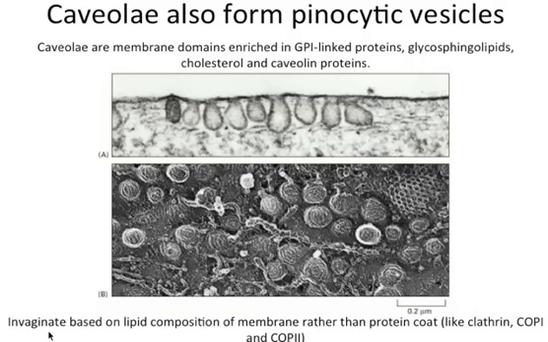There's also caveolae, and they also form vesicles. Pinocytic vesicles are these small vesicles, compared to phagocytic, which are these huge invaginations. And these are just membrane domains that have lots of GPI-linked proteins, glycosphingolipids, cholesterol, and caveolin proteins. They invaginate based on the membrane composition rather than a protein coat causing it to bud inwards. Just something to acknowledge and appreciate. So this is right here, see? There they are.